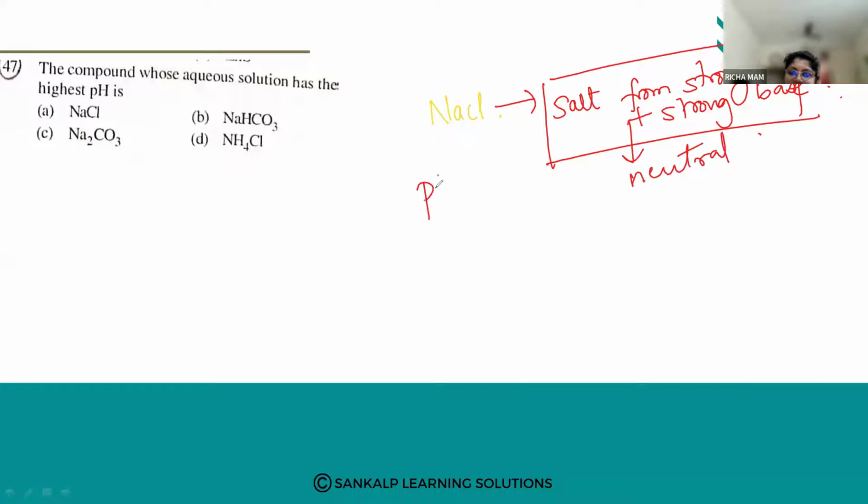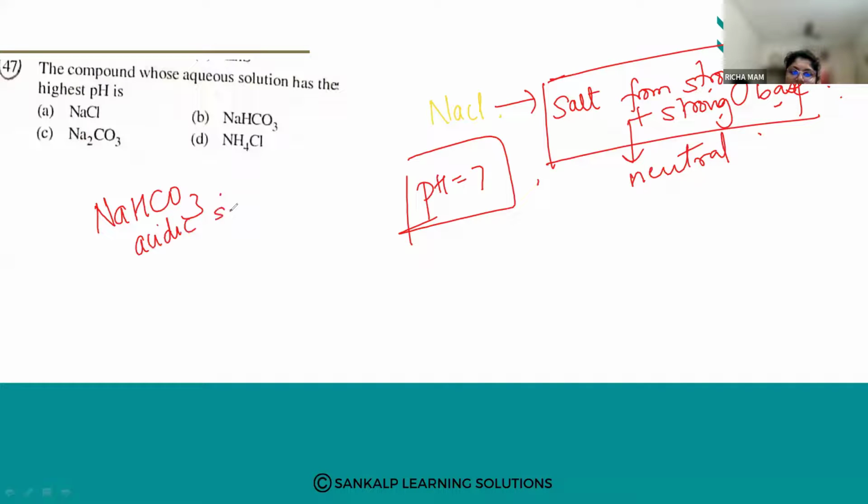So the pH will be what? pH will be 7. So NaCl is a salt which is obtained when strong acid and strong base are mixed. And what will happen to the aqueous solution? It will be neutral, that is pH will be 7. Then NaHCO3, sodium hydrogen carbonate. This is an acidic salt. Why? Because its pH is less than 7.